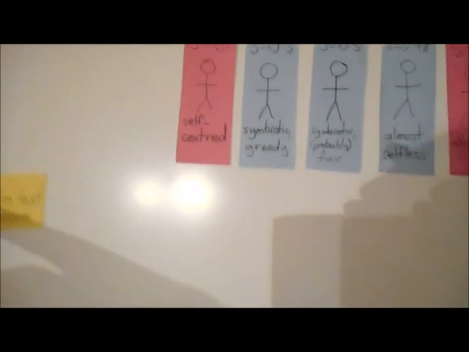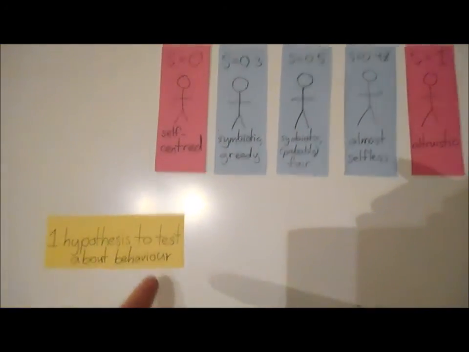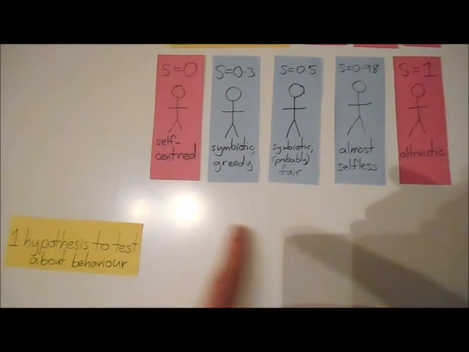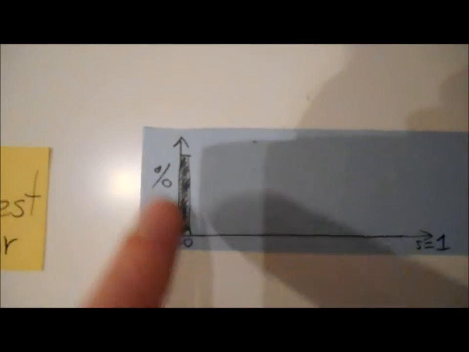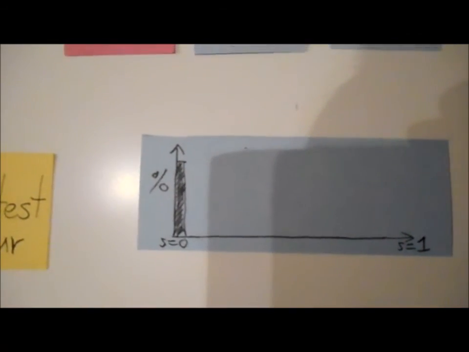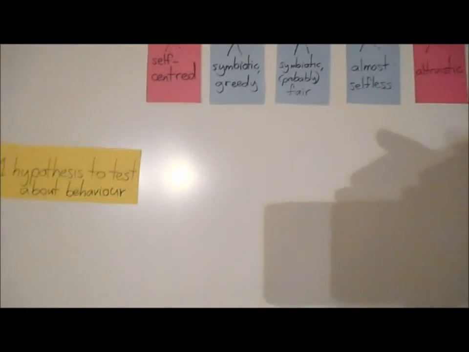Now the hypothesis that we're trying to test is based on this. What is the distribution of these values within any given population? Conventional economics will tell us it's this. Everybody has an S value of 0. Everyone's self-centred all the time. But there are other possibilities too.